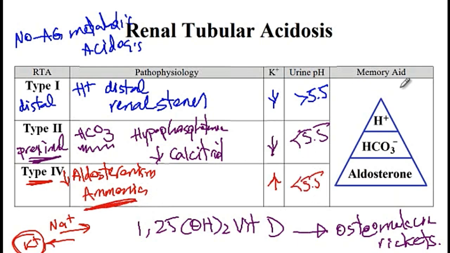So the memory aid that I've provided you here is a triangle. From the top, you can only fit in H+, a little lower, the letter can be a little longer, HCO3, and finally you can have aldosterone fit inside the triangle. So H+ is associated with type 1, HCO3 is associated with type 2, and then aldosterone is associated with type 4 renal tubular acidosis. And that concludes our discussion.